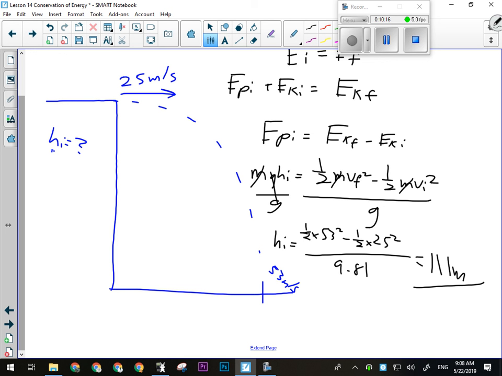The understanding part of these things is reading the context of the question, being able to decide, am I looking for an initial or a final? What do I have? Are any of them zero? That kind of thing. That's what takes the practice.